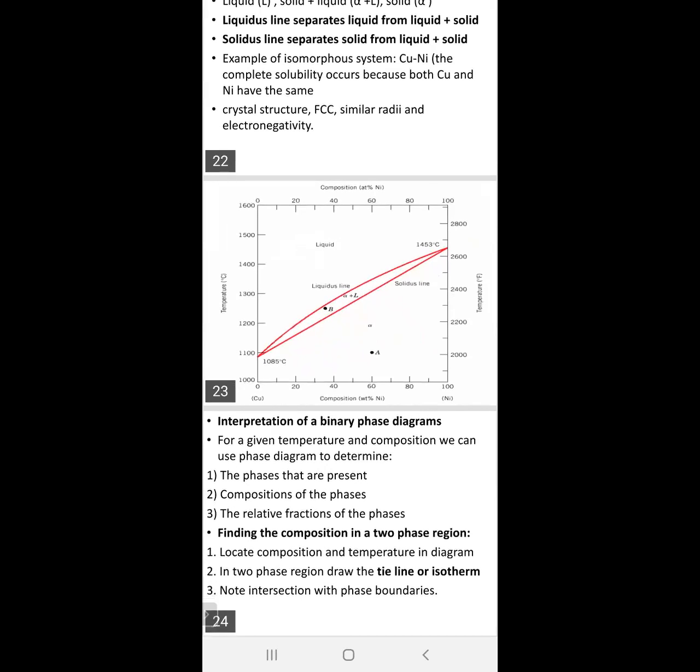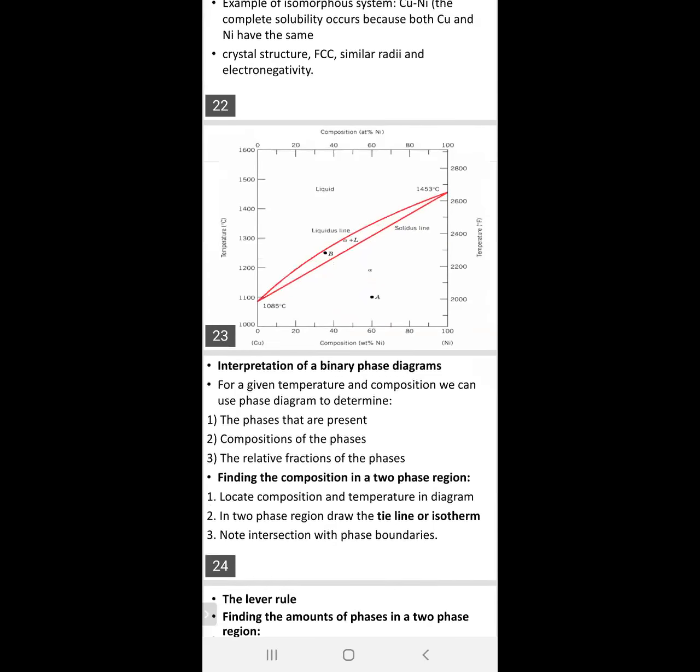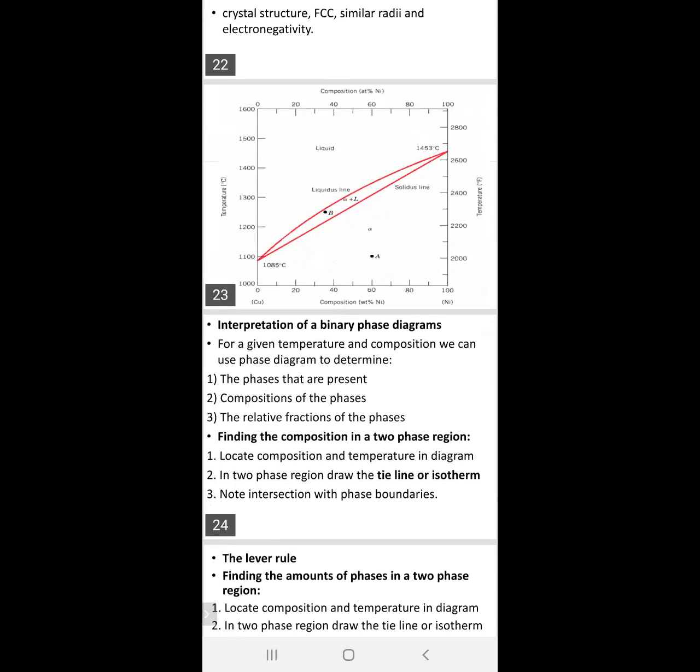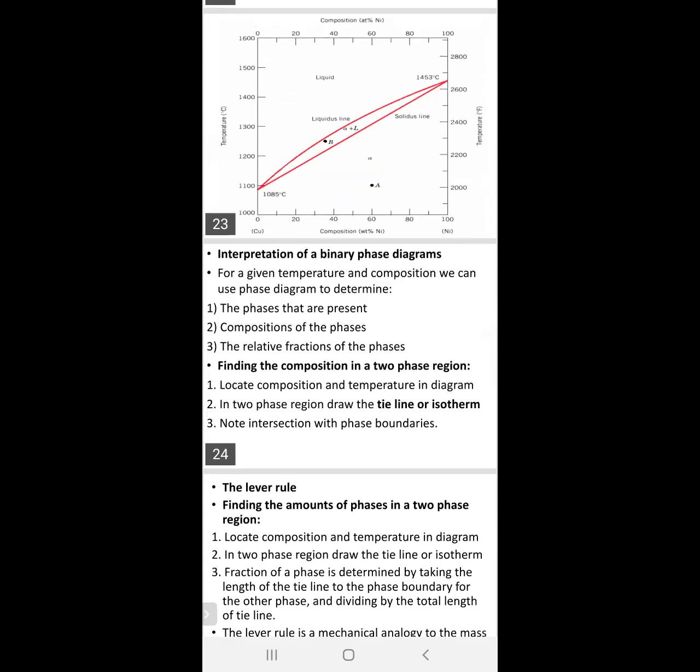See, interpretation of the binary phase diagram. I want to explain a few points here. For a given temperature and composition, we can use the phase diagram to determine, first, the phases that are present.